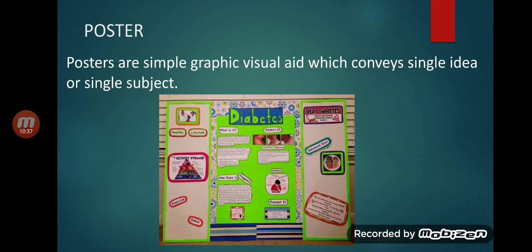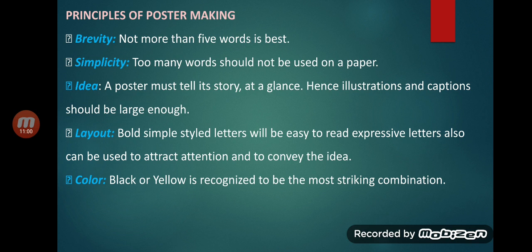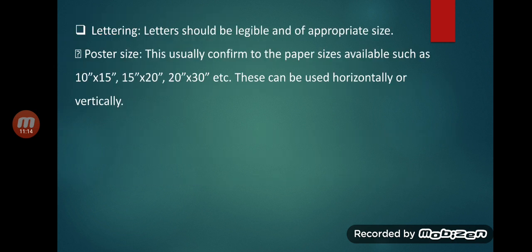Then next is posters. Posters are simple graphic visual aids which convey a single idea or single subject, as you can see from this picture. A poster can only convey a single idea, subject, message or information. We should follow these principles while making a poster: brevity, simplicity, idea, layout, color, lettering, and we also have to maintain the poster size.